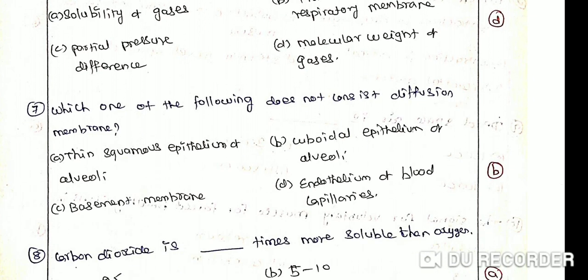Which of the following does not consist of the diffusion membrane? Option A thin squamous epithelium of alveoli, option B cuboid epithelium of alveoli, option C basement membrane, option D endothelium of blood capillaries. The correct answer is option B cuboid epithelium of alveoli. Alveoli are made up of simple squamous epithelium. Diffusion membrane is made up of three major layers: thin squamous epithelium of alveoli, endothelium of blood capillaries, and basement substance in between them.